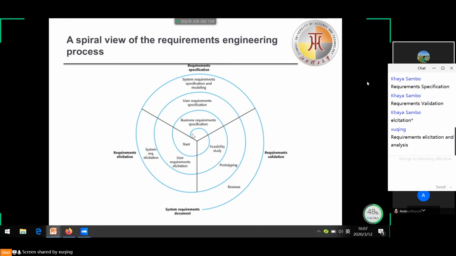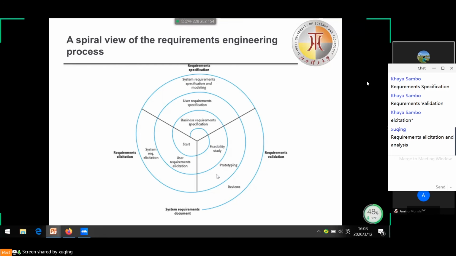We see early in the process, most effort will be spent on understanding high-level business and the feasibility, some non-functional requirements and the user requirements for the system. And later in the process, in the outer rings of the spiral, we see more effort will be devoted to eliciting and understanding the detailed system requirements.